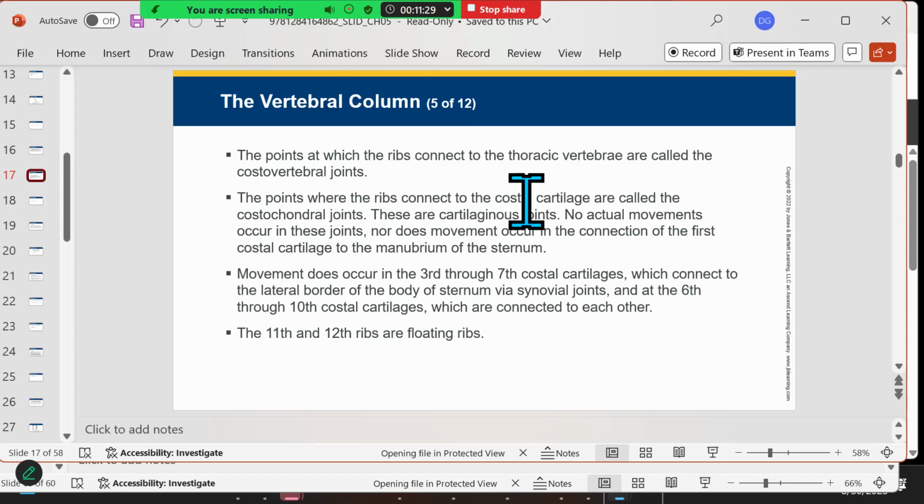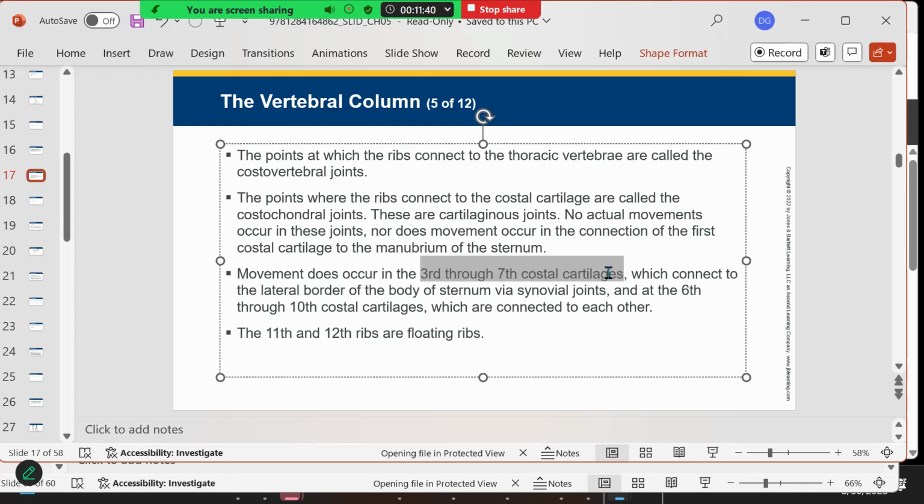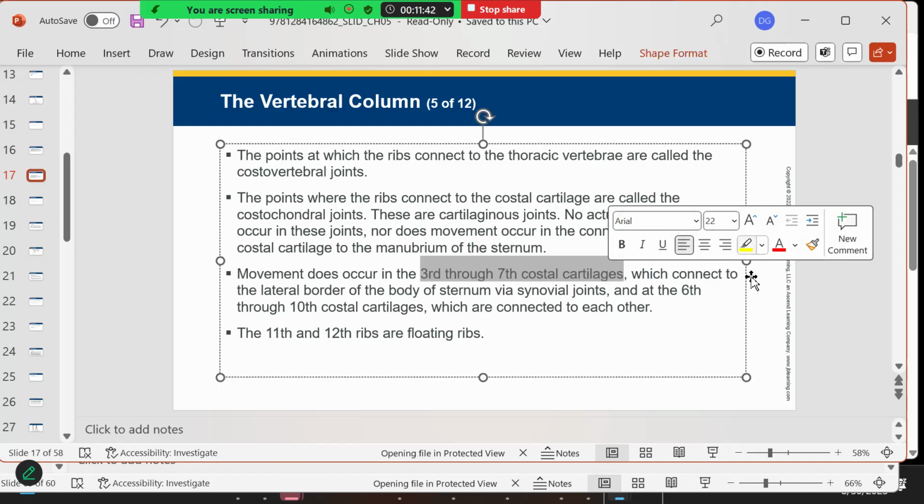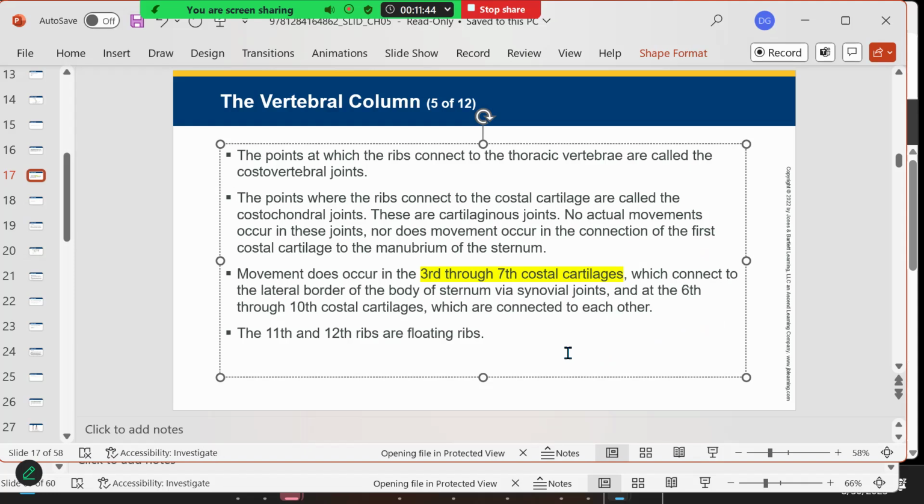At the points at which the ribs connect to the vertebrae are called costovertebral joints. These are cartilaginous joints. Movement does occur. The third through seventh costal cartilages connect to the lateral body of the sternum. And then we do have those floating ribs that we mentioned earlier.